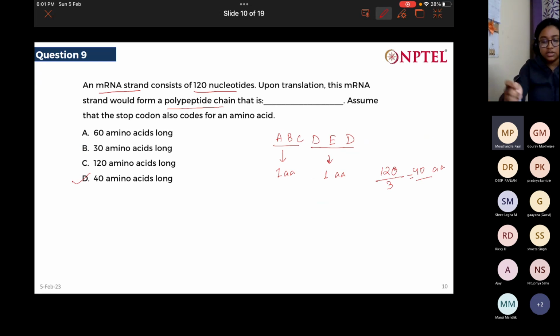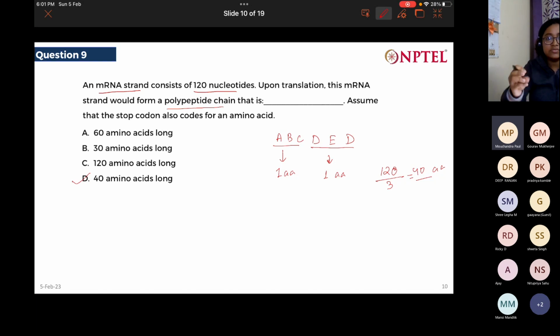Now in this question, mRNA is given, which has 120 nucleotides. When it is translated, it forms a polypeptide chain, and they want to know how long this polypeptide chain will be. You have to make an assumption that the stop codon also codes for an amino acid. So it's quite easy, right?